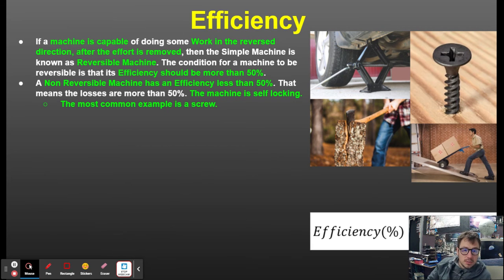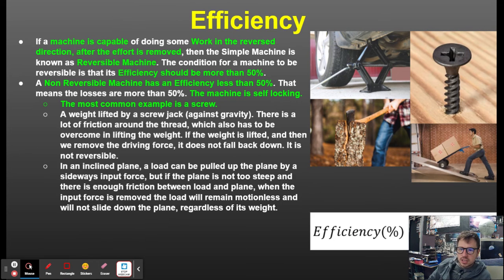Well, you're still going to get a mechanical advantage. You're lifting a giant vehicle by applying a smaller force for a much longer period of time. But when you release the jack, when you remove that effort, you don't want it to reverse. You want it to self-lock. You want some of these objects to have a low efficiency.